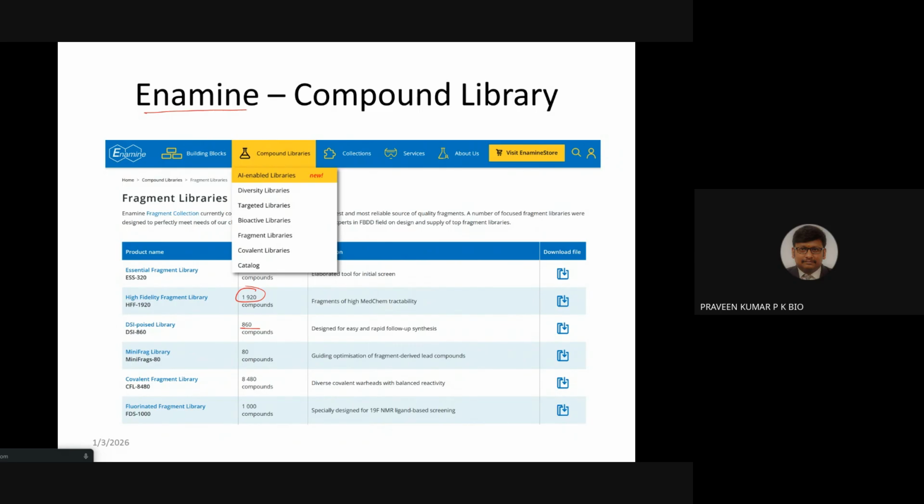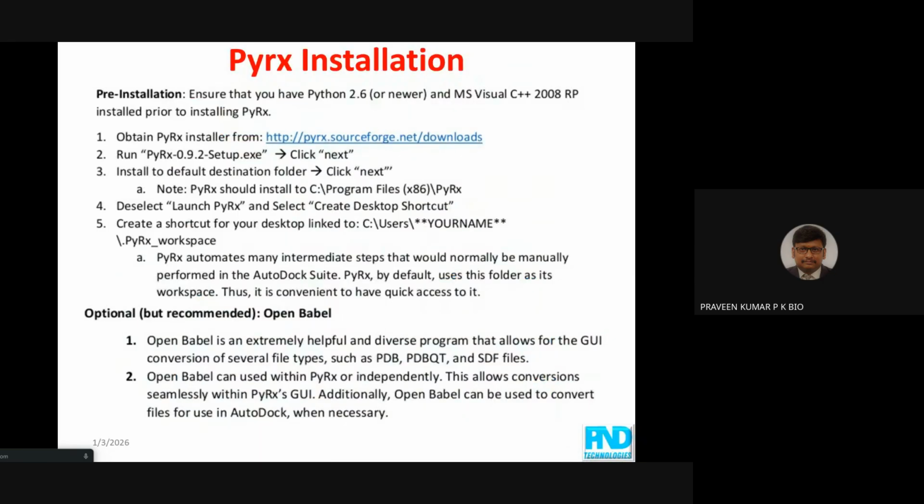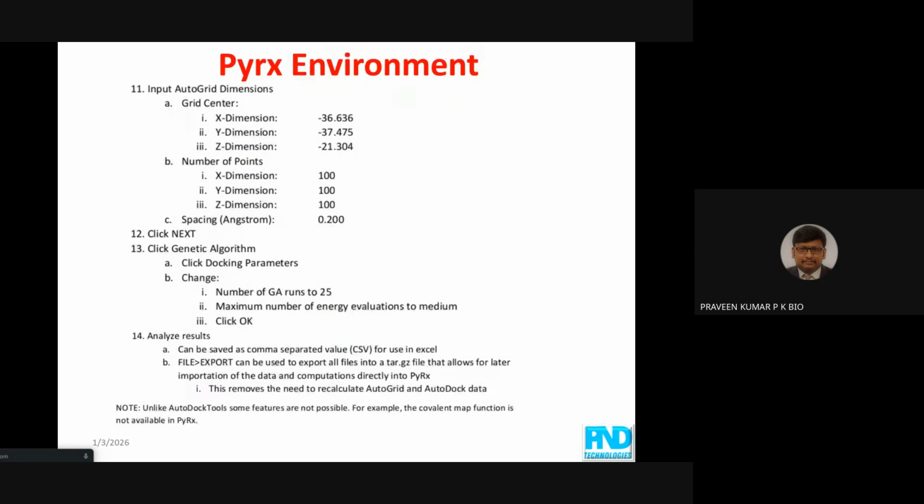For example, if I want to try the high fidelity fragment library, click this download file option present here. It can download all the 1920 compounds in a single file. You can take that single file as a ligand file, and with whatever receptor file, like protease.pdb, which I showed you yesterday, you have a single protein and you can try to dock with it. Like this, we can try downloading chemical data sets. Now let me go ahead with the hands-on session with AutoDock PyRx.